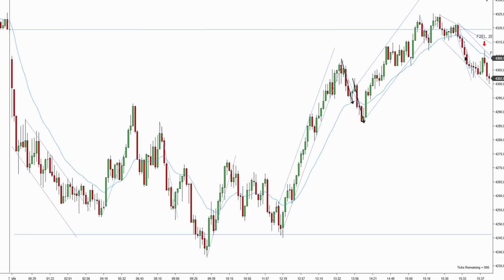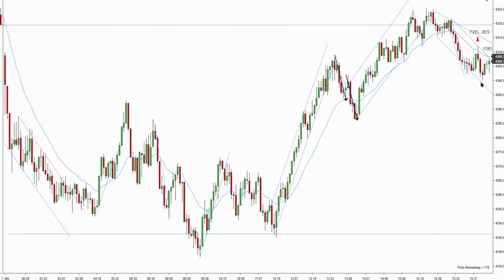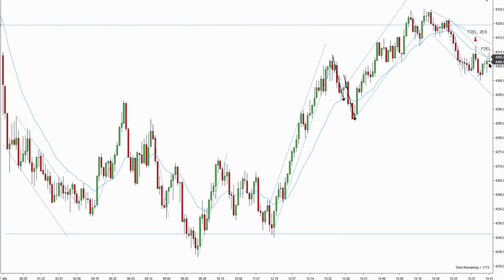So this was the first two-legged pullback and also a failed second entry long. But as the price is right now pushing lower and lower, and we can understand that the structure is truly bearish, so our goal is to look for second entry short or failed second entry long again. So market created a new low, reversed, and there was a first attempt to sell, failed pullback higher because first entry is not a high probability setup, and there is a second entry short.